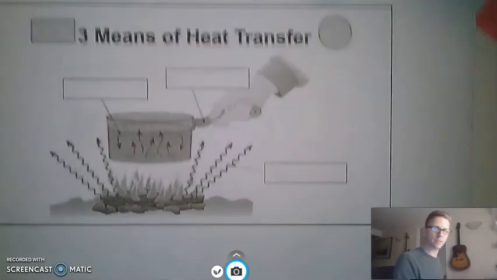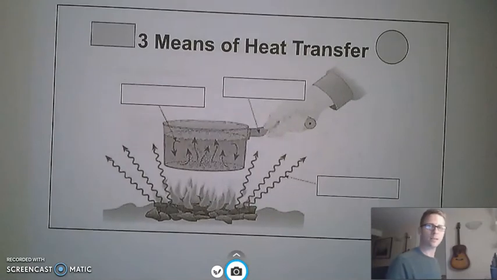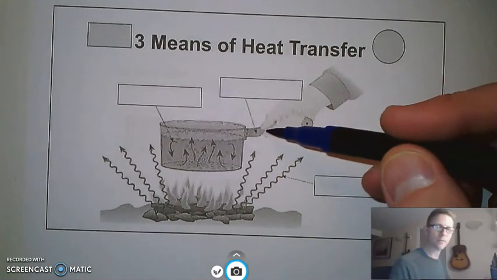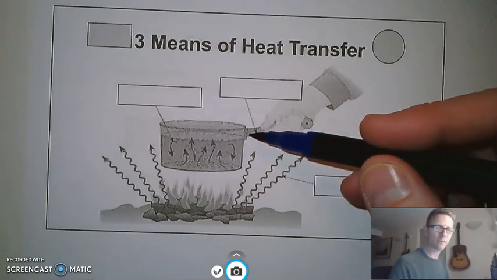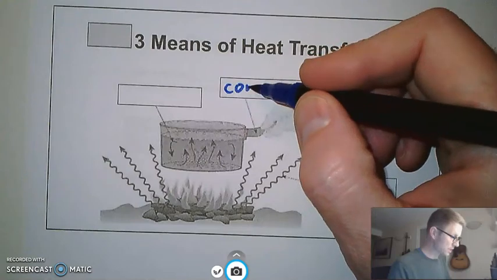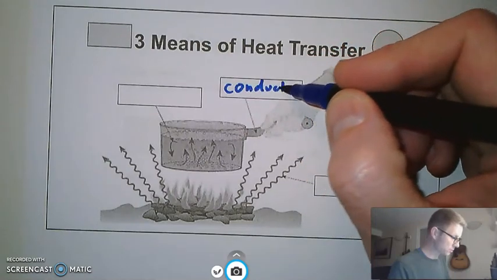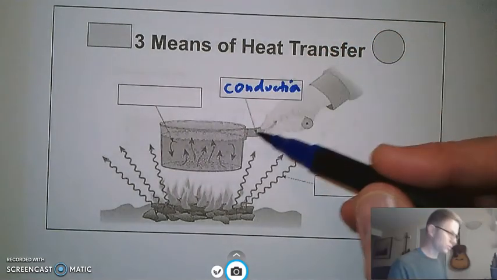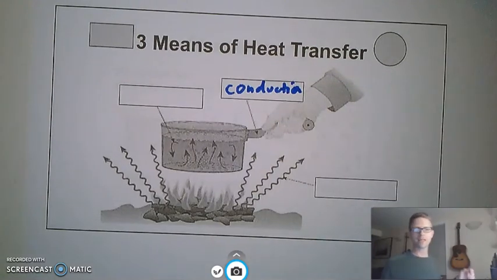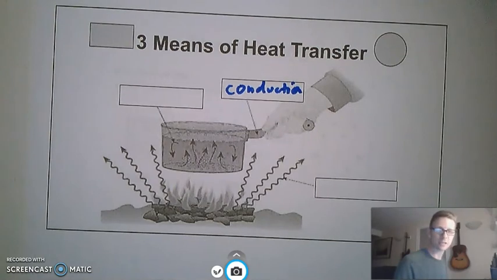So let's look at this example here. If you have a pot with water boiling and it's sitting on a fire, this person has to be careful because that heat can flow through the handle to their hand. That's conduction. So you don't want to move your hand too close, or hopefully that handle might be made of plastic or wood, and that's an insulator, so it doesn't.